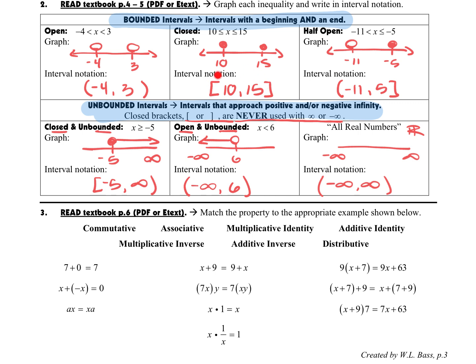This answer, for example, would not make any sense if I wrote it 15, 10. That would never be correct. It has to be 10 to 15. All right, the last thing that we're going to look at are some properties.